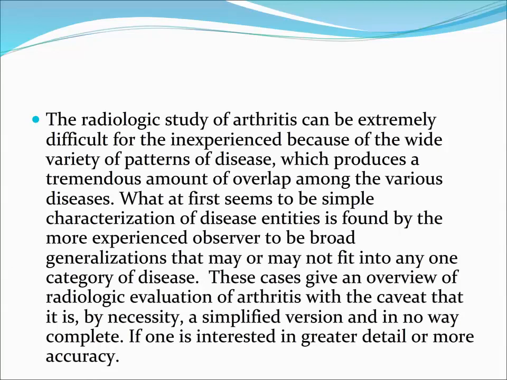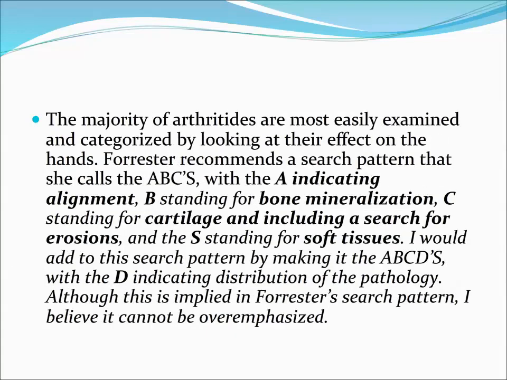If one is interested in greater detail or more accuracy, the majority of arthritides are most easily examined and categorized by looking at their effect on the hands. Forrester recommends a search pattern that she calls the ABCs, with the A indicating alignment, B standing for bone mineralization, C standing for cartilage and including a search for erosions, and the S standing for soft tissues. I would add to this search pattern by making it the ABCDs, with the D indicating distribution of the pathology. Although this is implied in Forrester's search pattern, I believe it cannot be overemphasized.